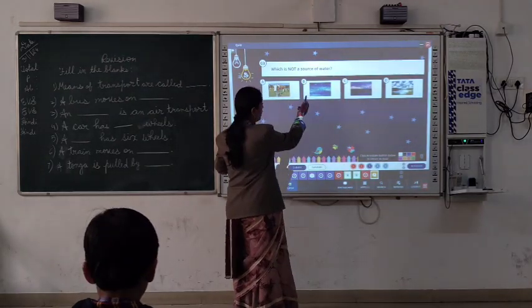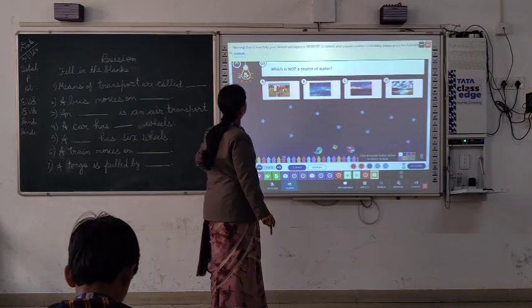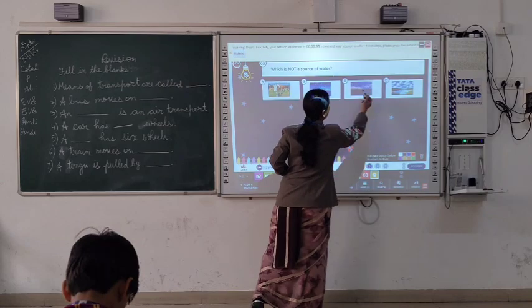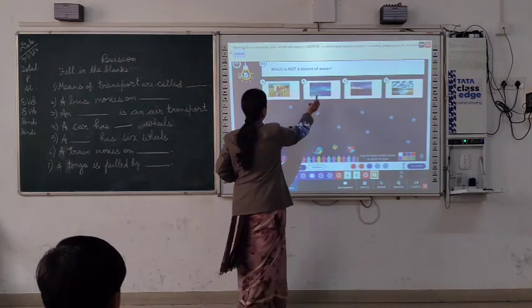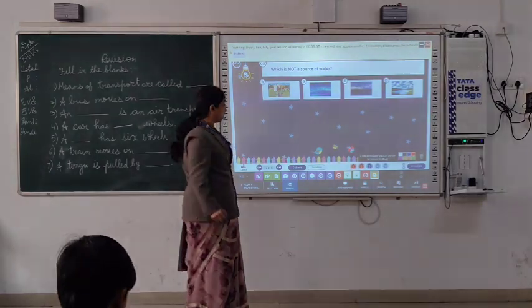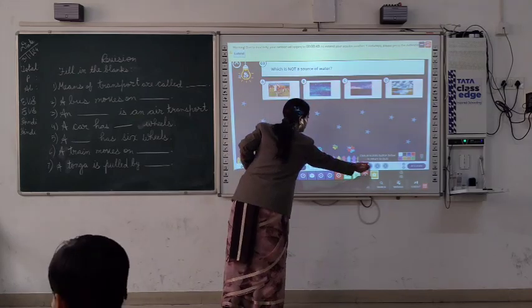Number 3, which is not a source of water? Can you tell me? This is a picture of a pond, a picture of a sea. It is raining here, and this is a picture of a cow. Cow. Okay. Cow is not a source of water. Very good.